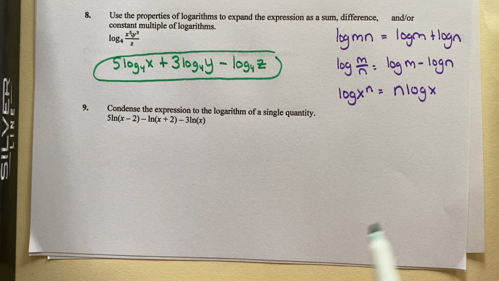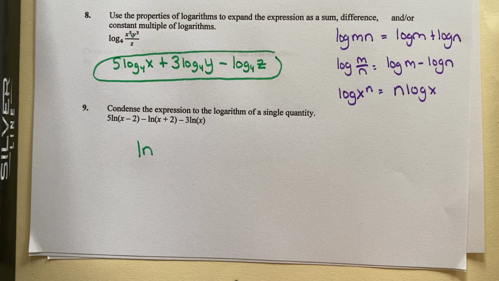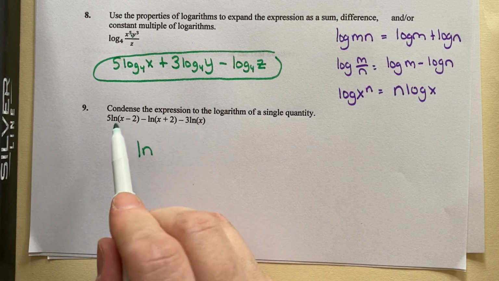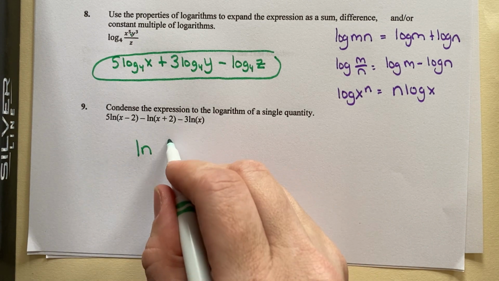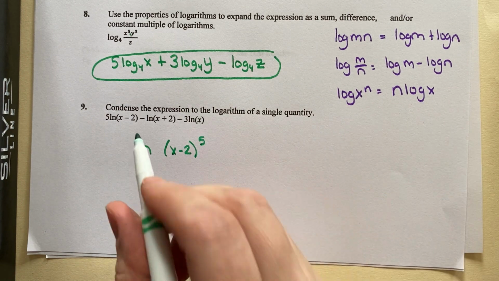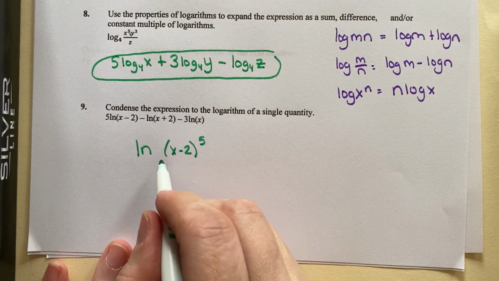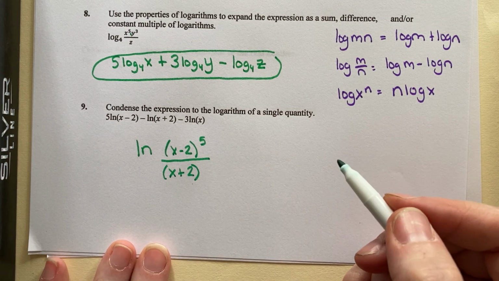Now with number 9, we're going to go backwards. So when we go backwards, we're just going to put one ln out in front. So no more ln's, we're done with that. We're going to work from left to right here. So I have an exponent of 5 that goes with this x minus 2. So I'm going to write that, x minus 2 to the 5th power. Minus, that means I'm going to divide by this x plus 2.